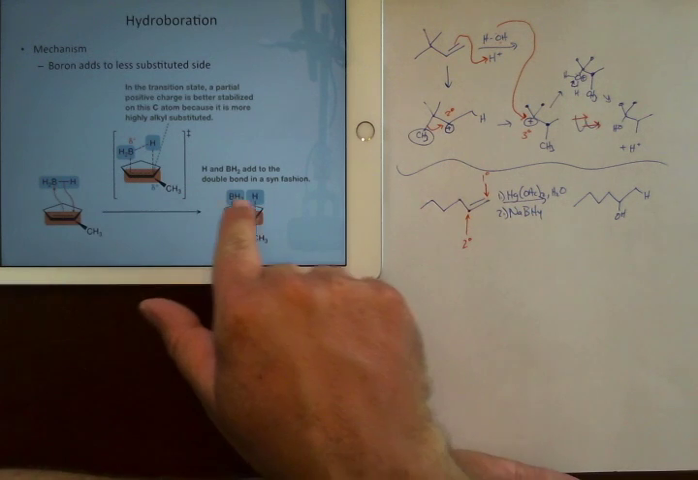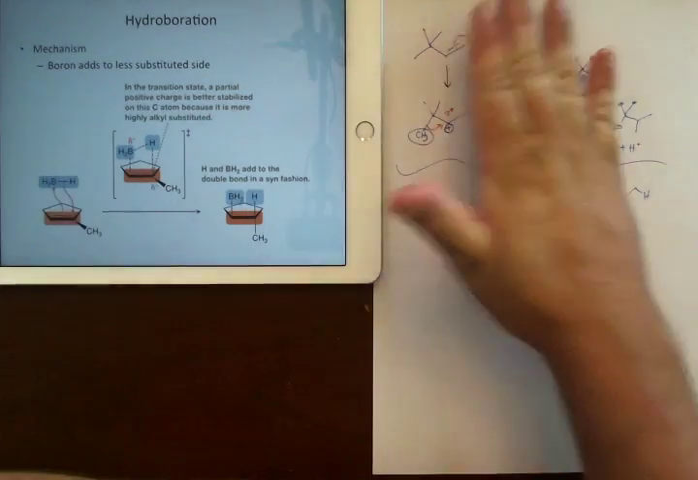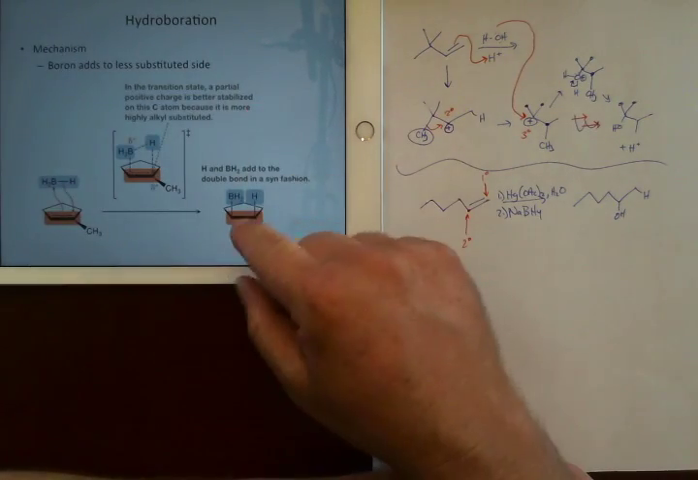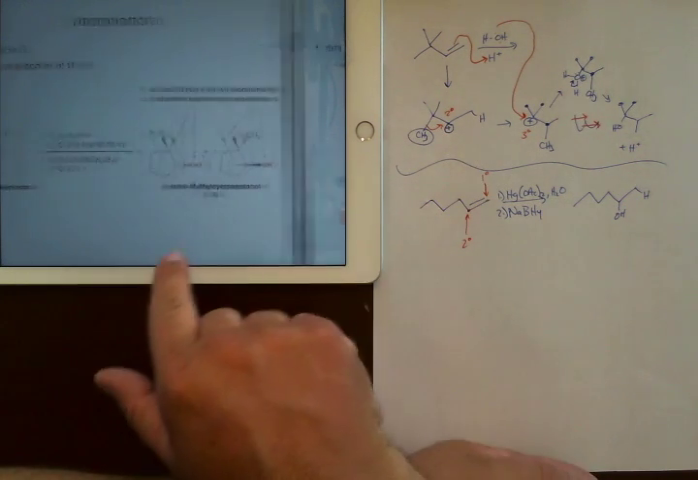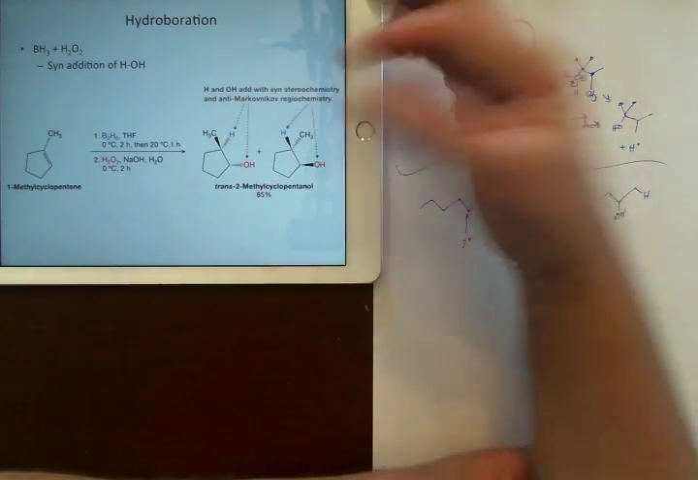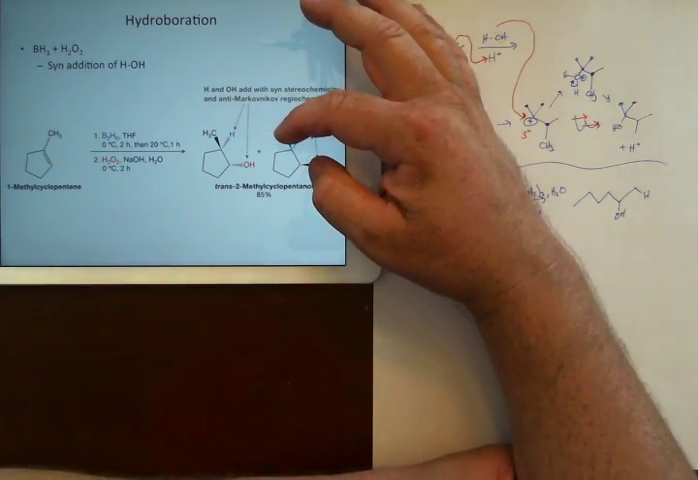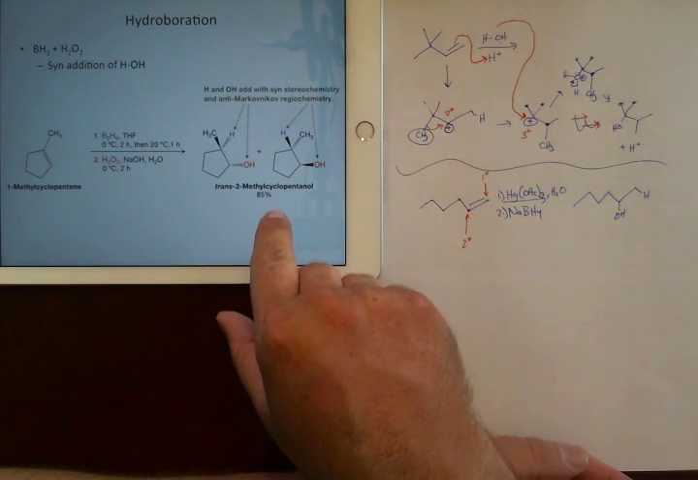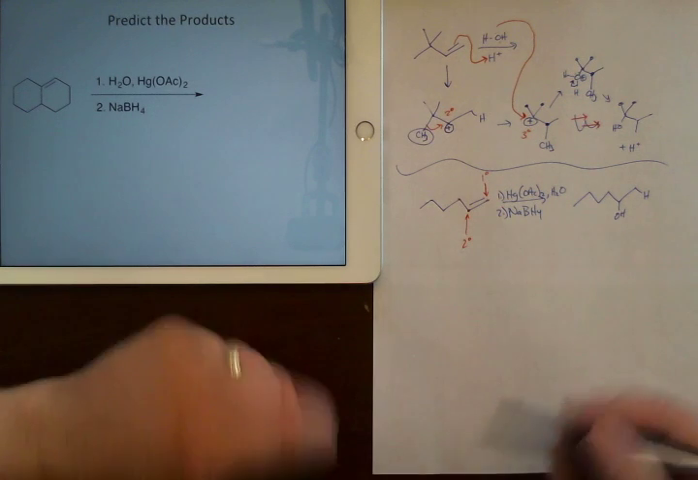But when they do it, it gets added on the same side, right? Because the boron's coming in and putting the stuff on the same side. And when that gets oxidized, it's a direct replacement of where that boron was. So you get the syn addition. The H and the OH that get added are either both on wedges or both on dashes. So they're going to be adding to the same side.